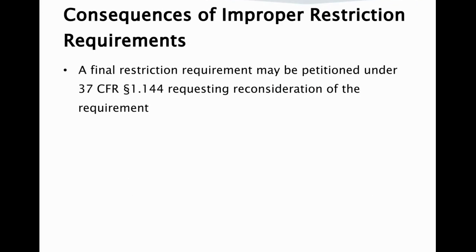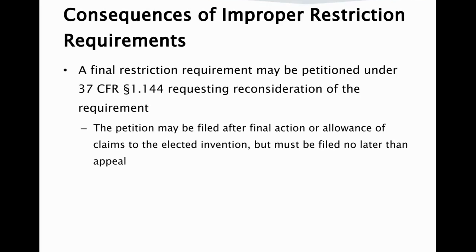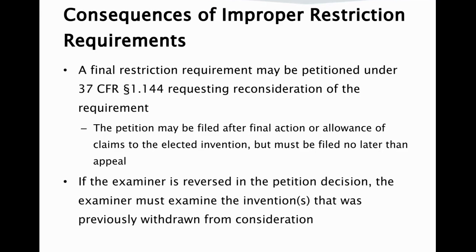If an improper restriction requirement is made, applicant may petition under 37 CFR 1.144 requesting reconsideration of the requirement. Note that the petition may be filed any time before appeal of rejections on the merits, including after a final rejection or after an allowance. If the petition is granted, all claims withdrawn under an election with traversal must be examined.